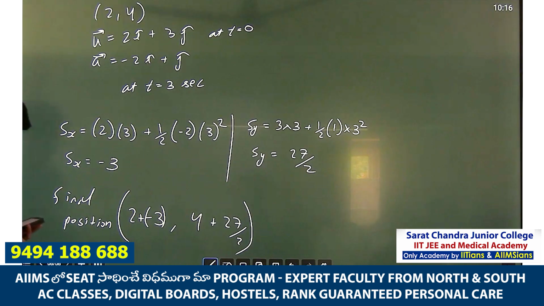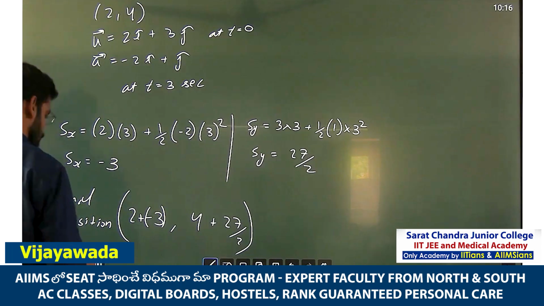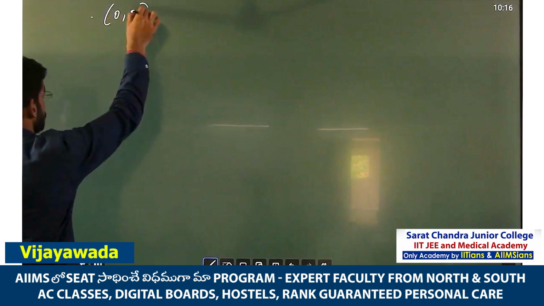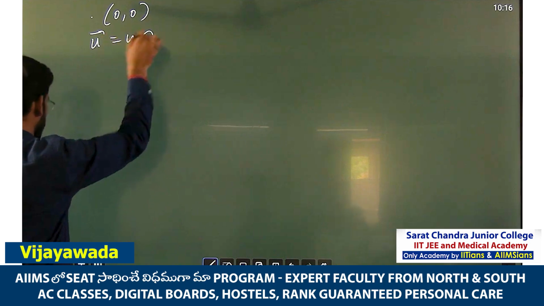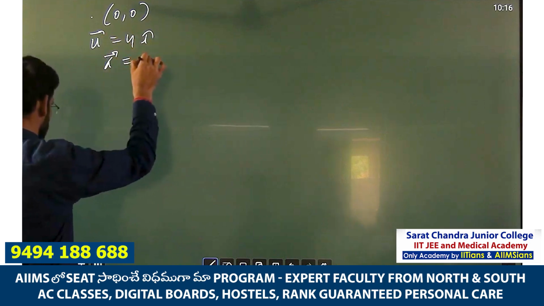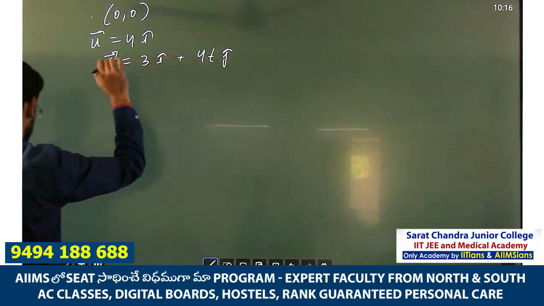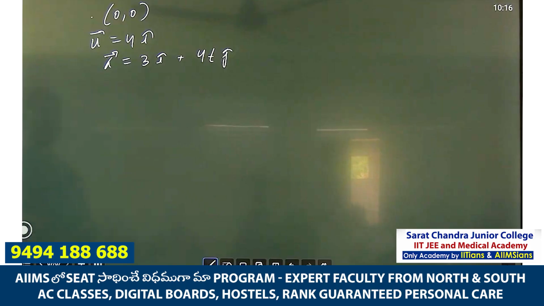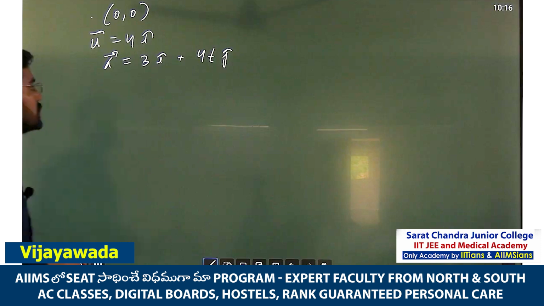A particle started from origin with initial velocity 4i cap. Agree? This is the only question, na? Started from origin means initial coordinate (0, 0). Initial velocity 4i cap. Acceleration 3i cap plus 4t j cap, which means variable acceleration. Find velocity at t equal to 2 seconds. Velocity we have to find out. So x direction acceleration is constant, right? No problem. So we can solve.